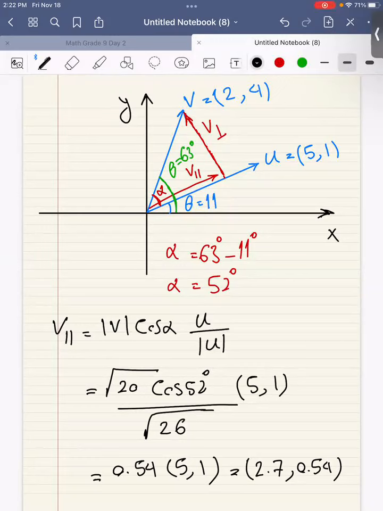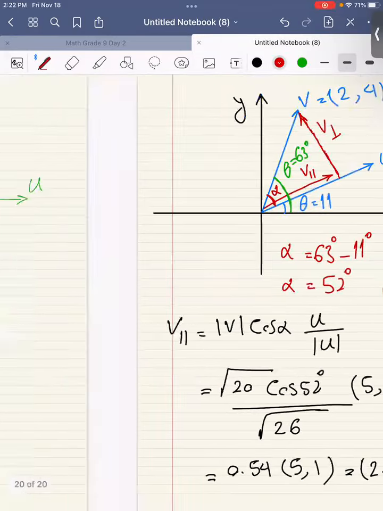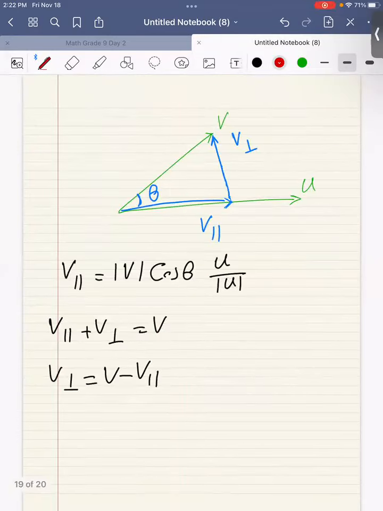is just V minus this guy. Okay, so V perpendicular is just V minus V parallel. Okay, so in general, here is the formula for the parallel and perpendicular components.